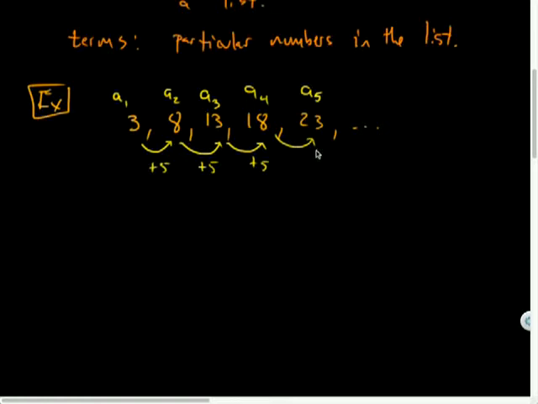So if I wanted to find out what a sub 6 is, what would a sub 6 be? 23 plus 5, which is 28, right? So the common difference is 5, and that's denoted by the variable d.